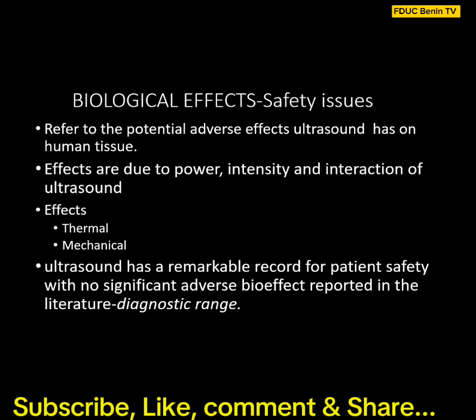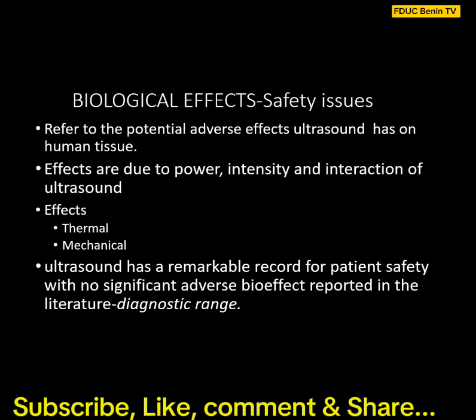This is very important when you are scanning. Biological effects refers to the potential adverse effects ultrasound has on human tissue, and this is usually due to power, intensity, and interaction of ultrasound. When the ultrasound is passing through the body, it loses energy. But energy is not usually lost; it is transformed into another form of energy.